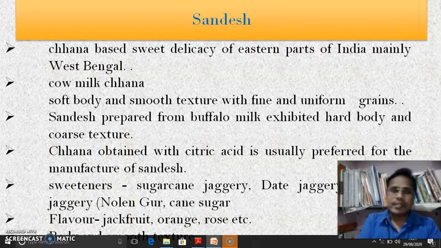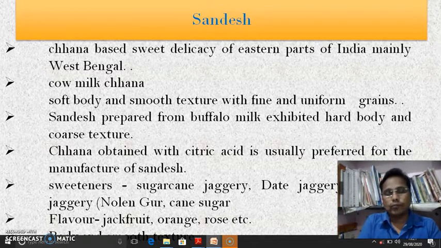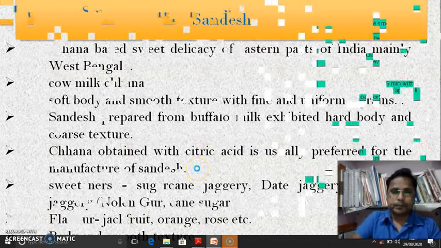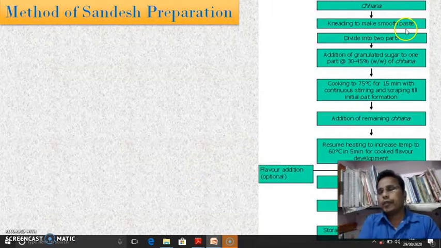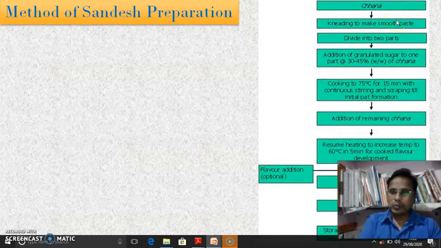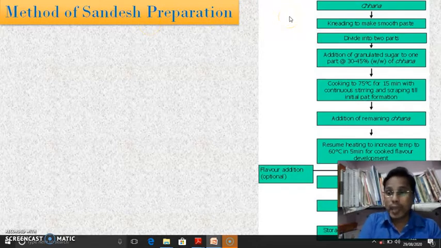So this is about the sandesh. And now let's see how to prepare the sandesh at home or in industry. This is the flow diagram for the preparation of sandesh. If you want to prepare sandesh at home, for this purpose, first of all, you have to prepare the channa.